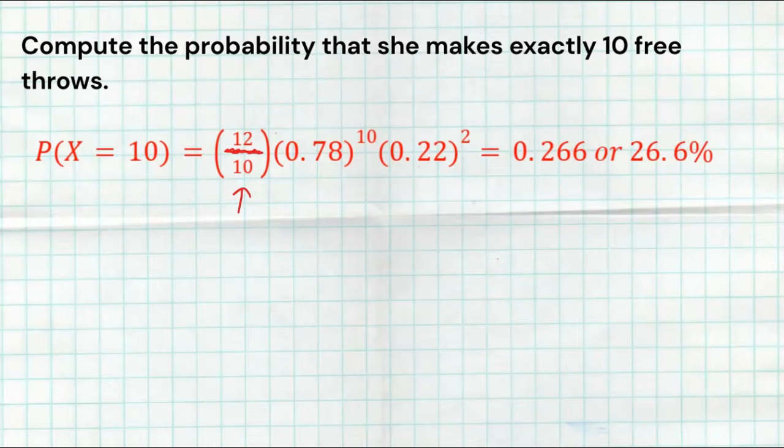Hopefully, your teacher did talk about it. And then we have 0.78 to the 10th, because we need 10 makes, and 0.22, the probability she misses a shot, to the second. Again, if there's 10 makes, there's got to be 2 misses. Now, this first part is simply calculating how many different possible ways there are to do that. You could use a calculator to do this. It's much easier to use a calculator, and we get 26.6%. But you have to make sure on an FRQ you show the work, and they want you to show that formula.